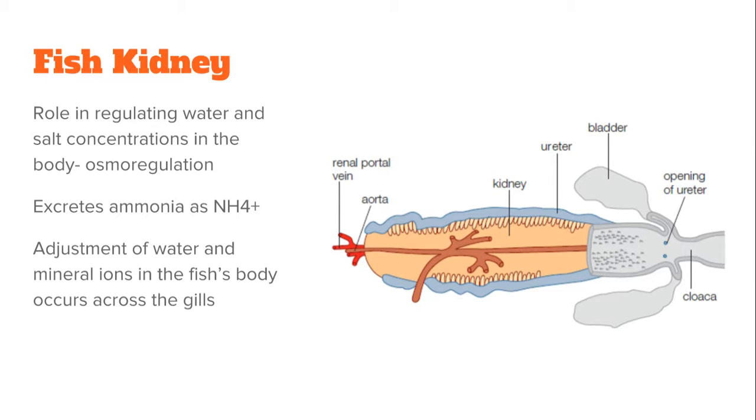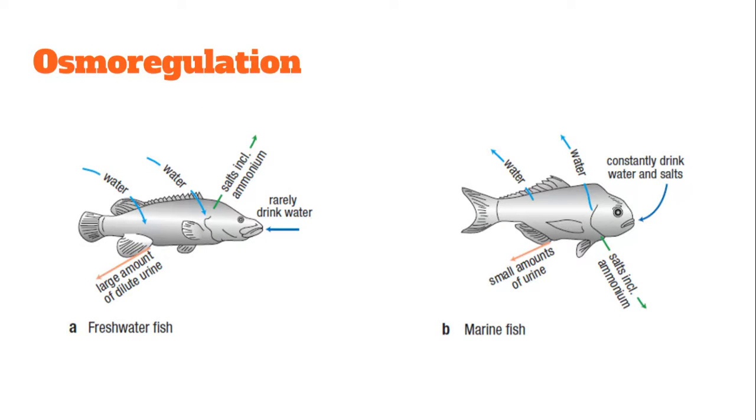A fish kidney has a really important role to play in regulating water and salt concentrations within the fish. In fish, the type of nitrogenous waste that is excreted is ammonia. This adjustment of water and mineral ions in the fish occurs across the gills. The process of osmoregulation differs in fish depending on the environment in which the fish lives.